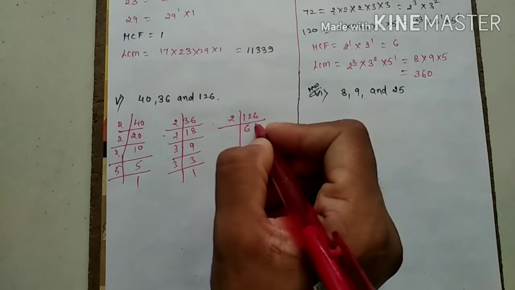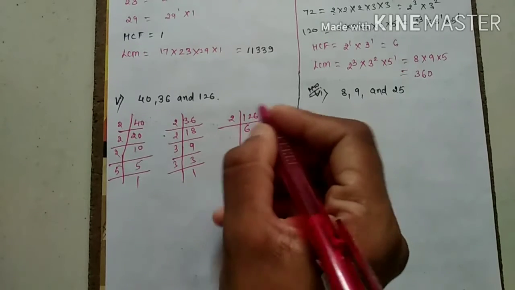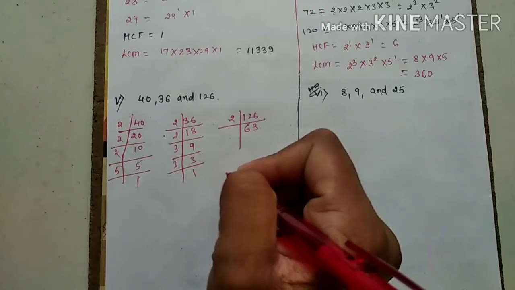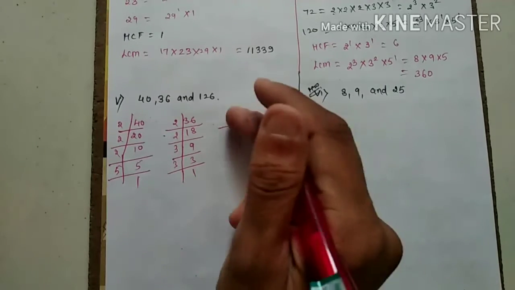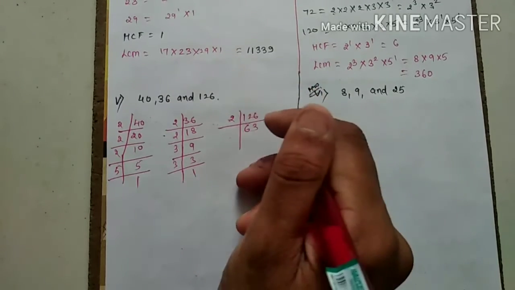Then what will come? 6 is there. 2 3s are 6. Correct. Or if you want to check that your answer is correct, just multiply again. You will get the same answer. Then it's correct. Okay.